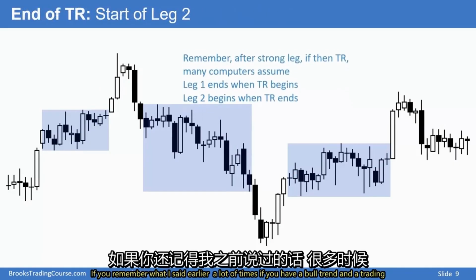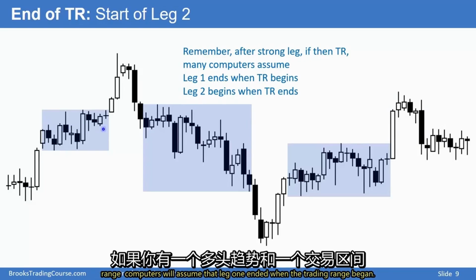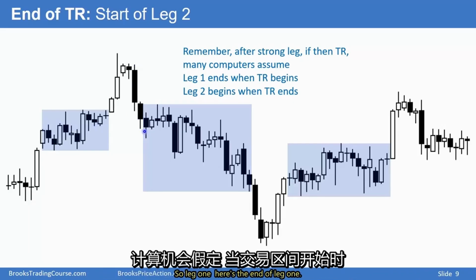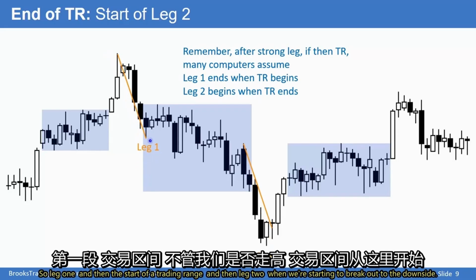If you remember what I said earlier, a lot of times if you have a bull trend and a trading range, computers will assume that leg 1 ended when the trading range began. So leg 1, here's the end of leg 1. Leg 1, trading range, does not matter that we're higher. Trading range began here. So leg 1, and then the start of a trading range, and then leg 2, when we're starting to break out to the downside.